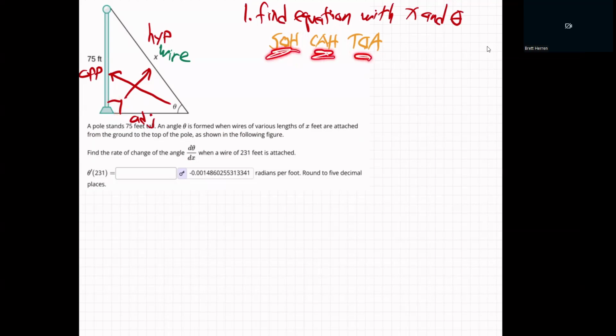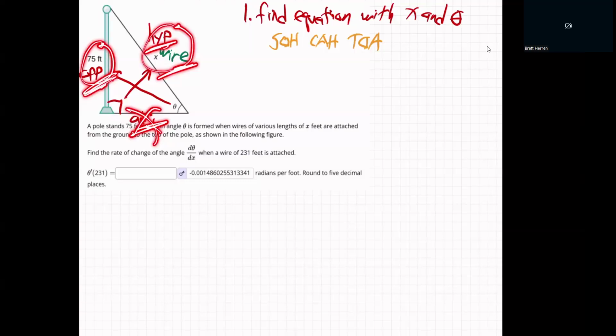How do I know if I want sine or cosine or tangent? Well, look at the sides you have and want. I have 75. I want that x. I don't know anything about the adjacent. There's not a number. It's not an x. I don't care about it at all. I only care about opposite and hypotenuse. So which trig relationship involves opposite and hypotenuse? Sine, opposite over hypotenuse, right?